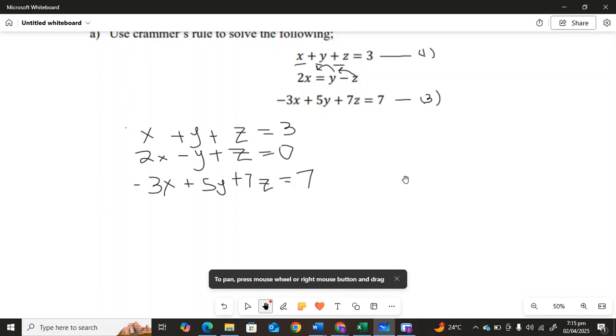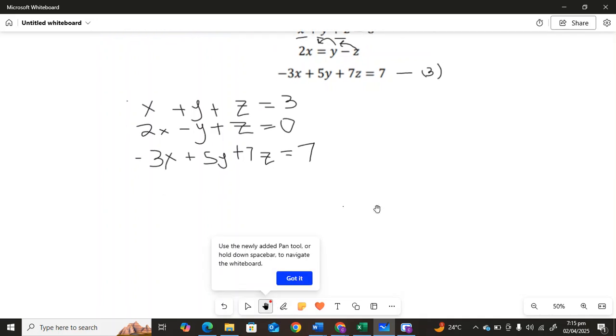So the first thing that we need to do is form the coefficients matrix. Yes, we need to form the coefficients matrix.